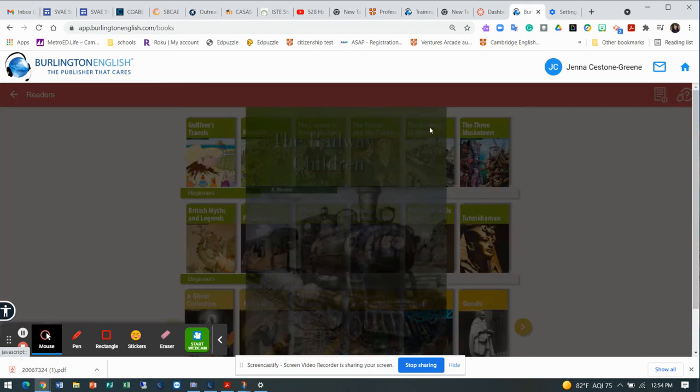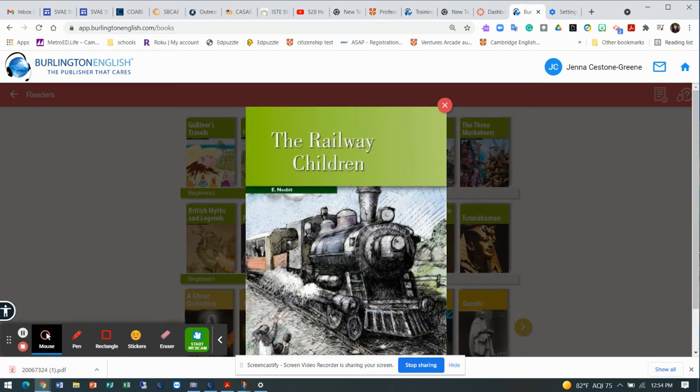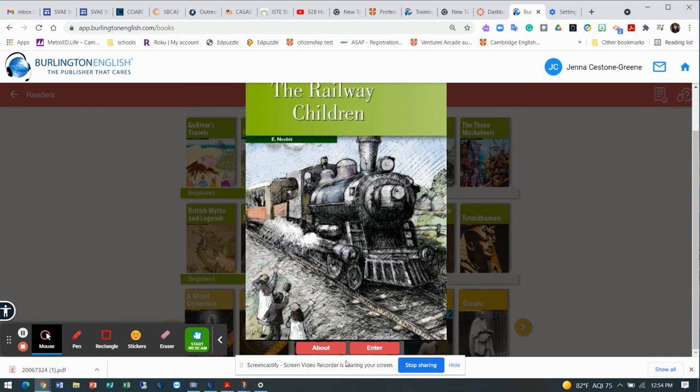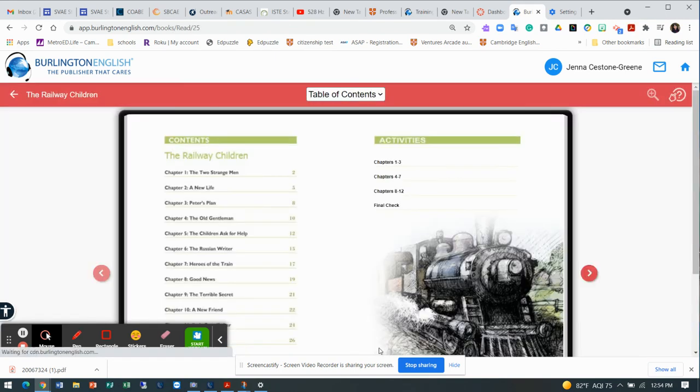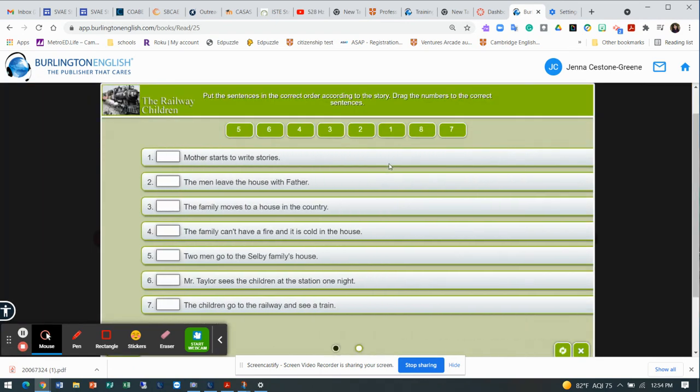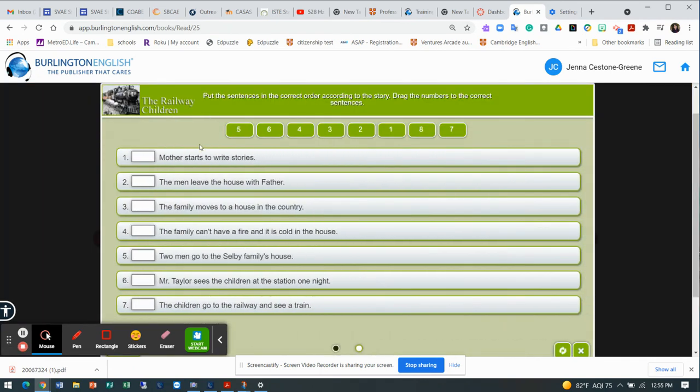So if I am reading The Railway Children, I would come in here and I would enter this book. And so she was just saying, if I'm reading chapters 1 through 3, sometimes this can be a little too difficult. So she's wondering if this can go lower.